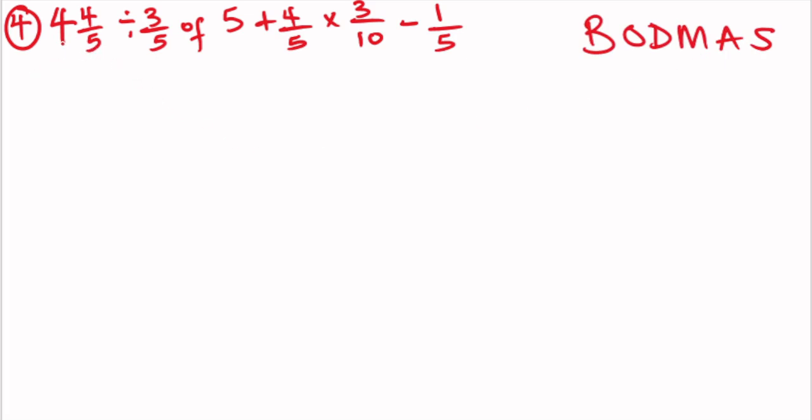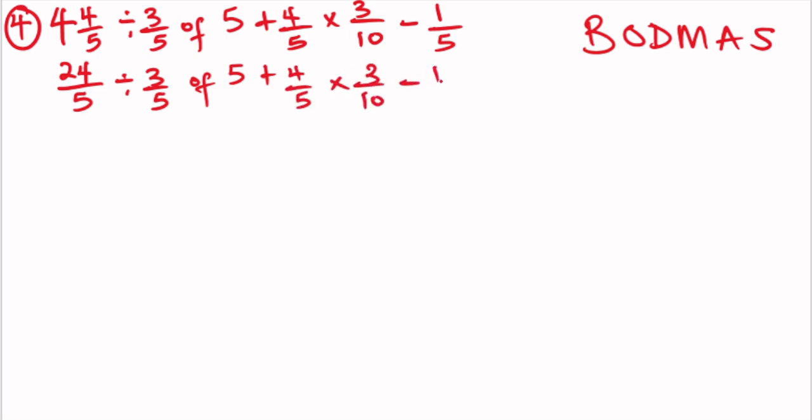So 5 times 4 is 20. 20 plus 4 will have 24 over 5 divided by 3 over 5 of 5 plus 4 over 5 times 3 over 10 minus 1 over 5. We have a whole number in the midst of this fraction. We can actually also convert it to a fraction by adding over 1. So judging from what we have in our acronym, the first thing we're going to do here is order, which stands for what? Of. So since we have of here, we're going to do of first before we can look at other signs to work with.